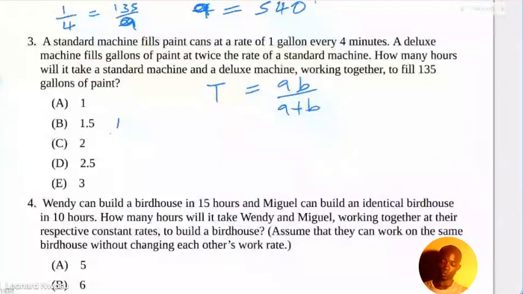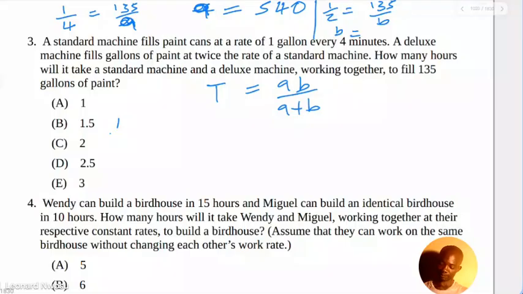We do the same thing. 1 over 2 is 135 over B. So B is 135 times 2. Of course, it's supposed to be half of 540. 135 times 2 is 270. So these are time.